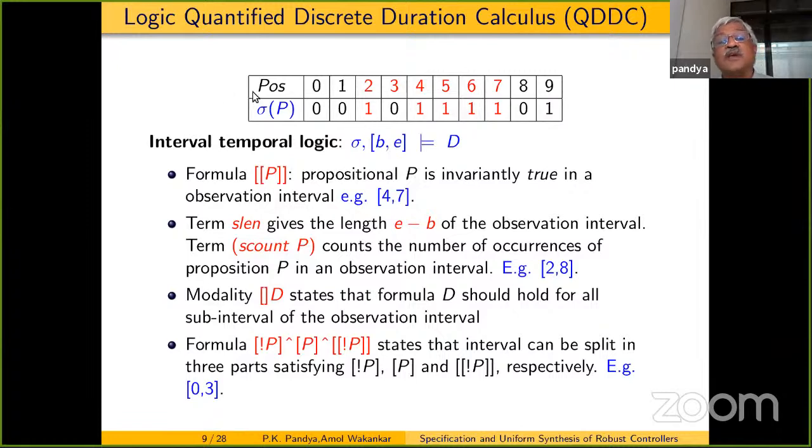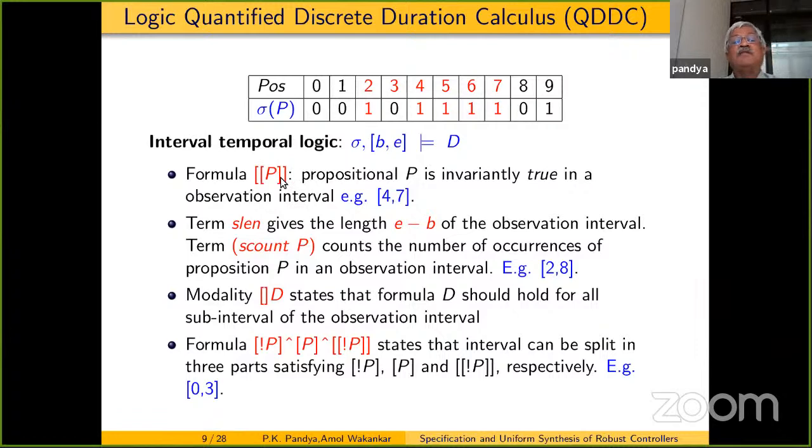Now, given such a behavior and a time interval B, such as 4 to 7, the shape of the logic is that we can calculate whether the property evaluates to true or false for that observation window B. That is, a given property is true for interval 4 to 7 within this given behavior. So you're given a behavior and an observation window, and you ask whether the property is true of that observation window or not.